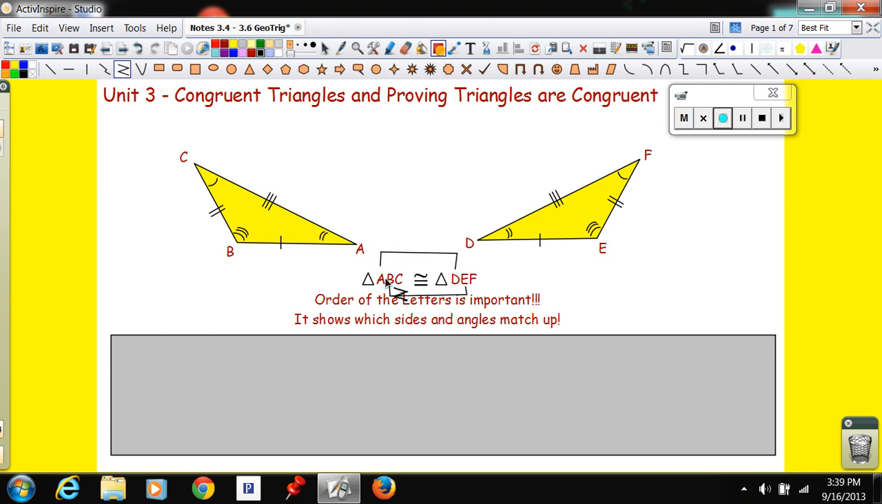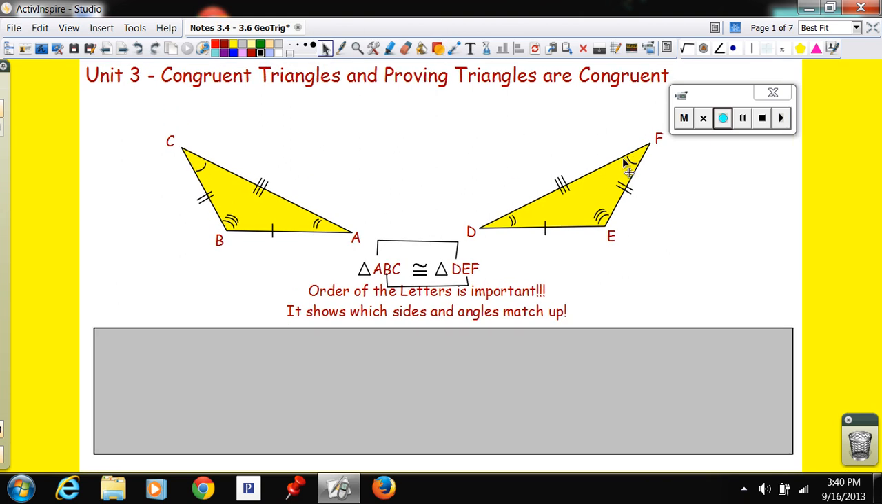I could also do side AB, the first 2 letters, and that matches up with side DE, the first 2 letters. So AB has 1 tick mark, DE has 1 tick mark. Those are my first 2 letters right there. So the order does matter.